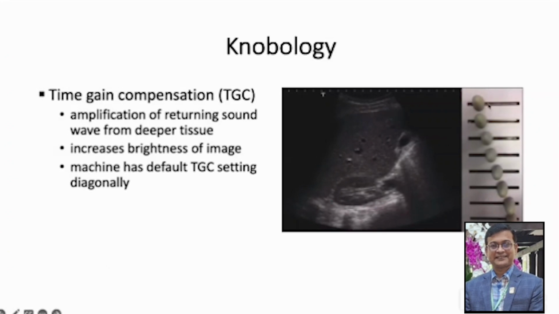And the TGC buttons are arranged diagonally. The upper buttons are for the near structures and the lower buttons for the furthest structures. When it moves from the left to the right, it becomes brighter. So before doing the sonography, we have to check whether the TGC buttons are rightly placed, especially the diagonal formation. What will happen if we don't use the TGC buttons diagonally?